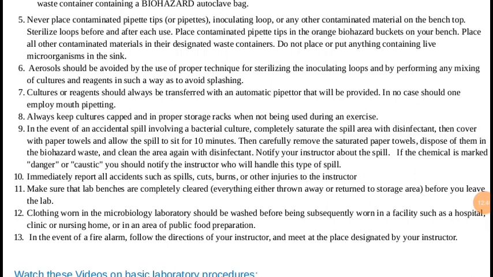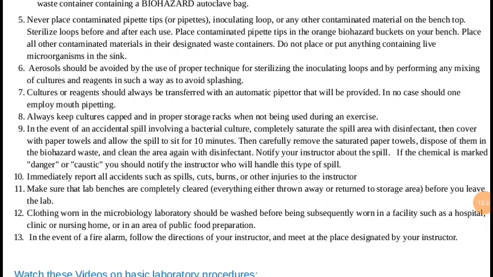You should immediately report all accidents such as spills, cuts, burns, and other injuries to the instructor. Make sure that lab benches are completely cleared. That is after use, after you've done the experiment, and it is also advisable to store the remaining equipments or apparatus in the designated areas before you leave the lab.